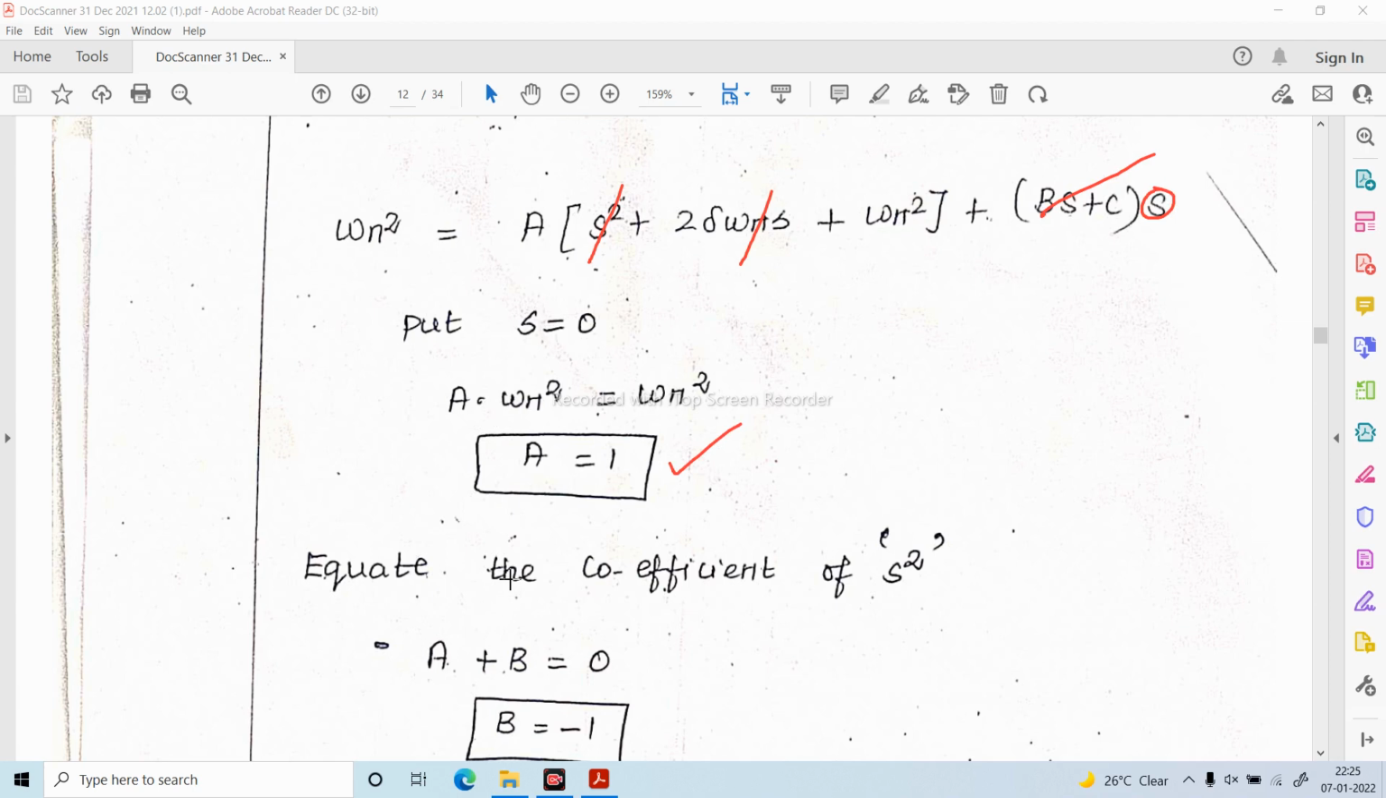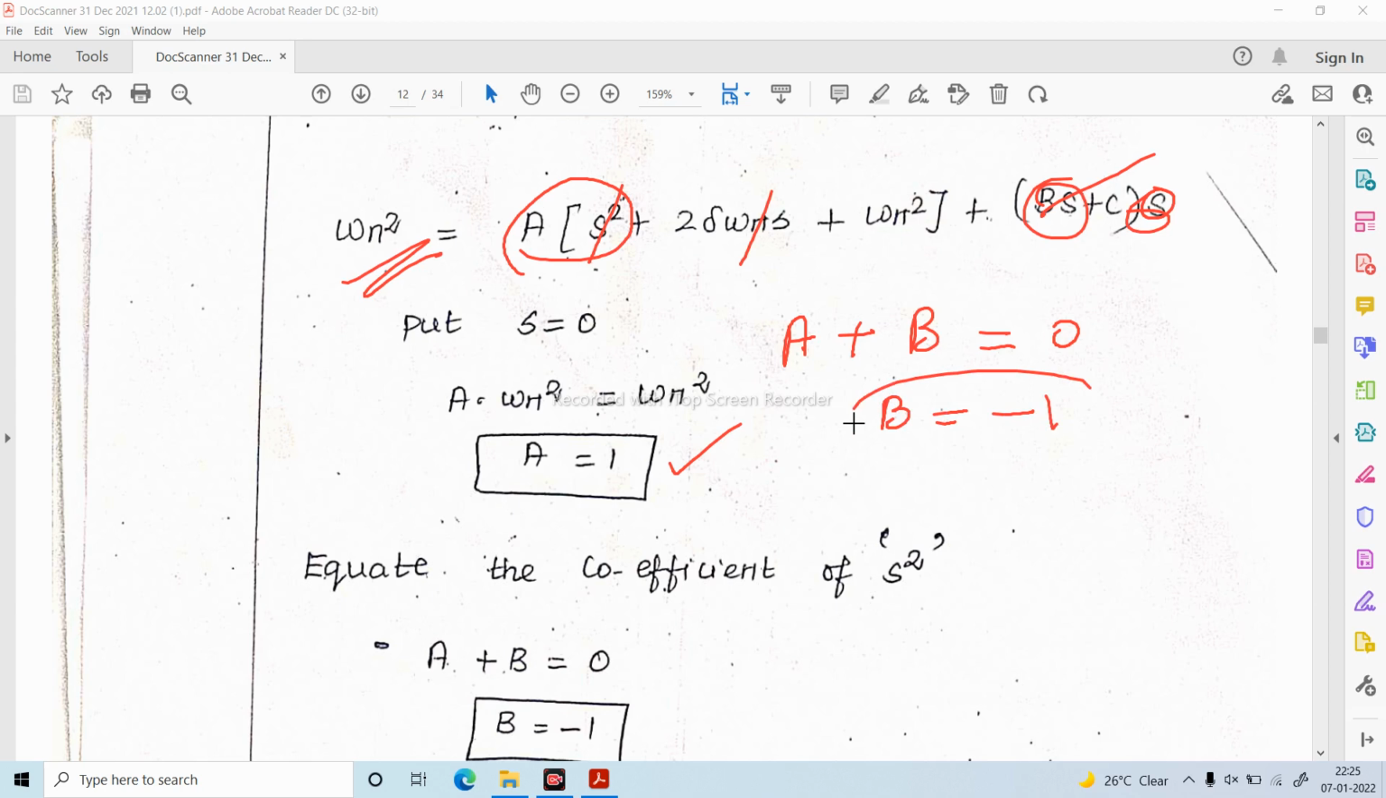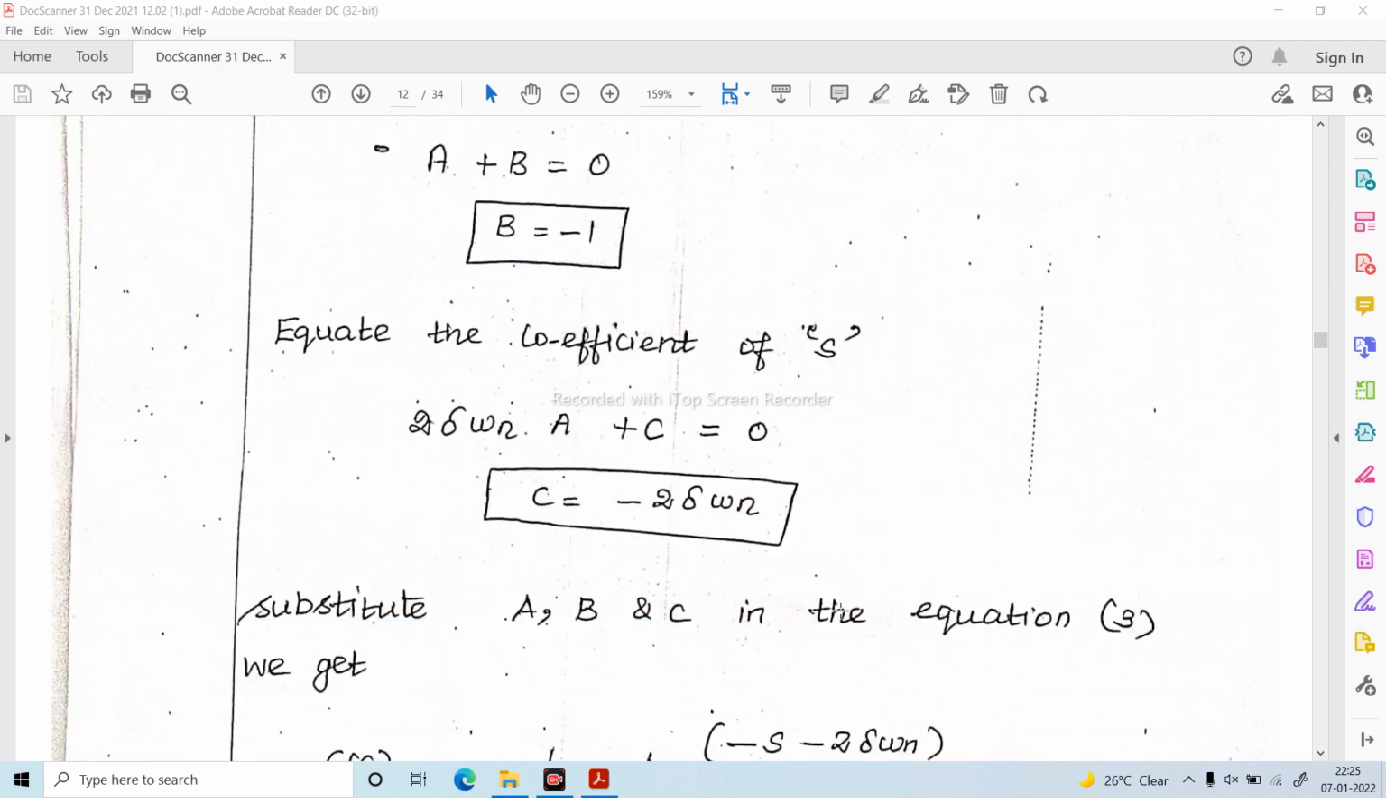Then equate the coefficient of s squared. See, A plus B into s square equal to, is there any s square term on the other side? No. So that is equal to 0. So put A is equal to 1. So B is equal to what? B is equal to minus 1. And next I am going to explain how to find out the value of C.